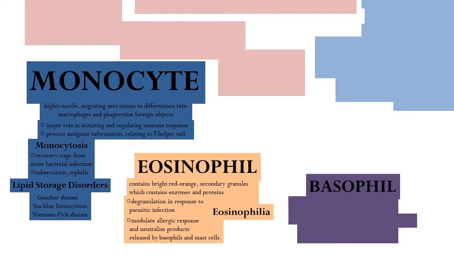Basophil. Describe the morphology of a basophil. Basophils contain large purple-black secondary granules which contain heparin and histamine. What is the function of the basophil? Basophils initiate the immediate hypersensitivity reactions, or the type 1 reaction. Basophilia is a reflection of the hypersensitivity reaction.